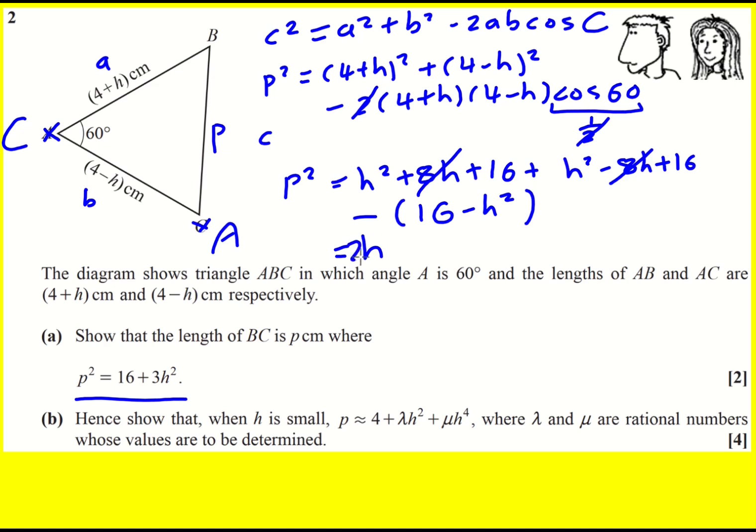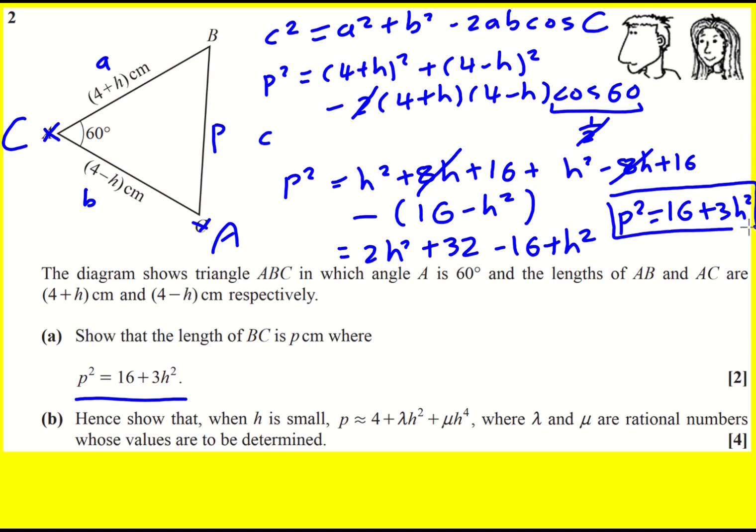So I'll just simplify the top line. So 2H squared plus 32. And then I'm going to minus 16 and add H squared, which gives us our required result. P squared is going to be 16 when these partially cancel, plus 3H squared. Nice.